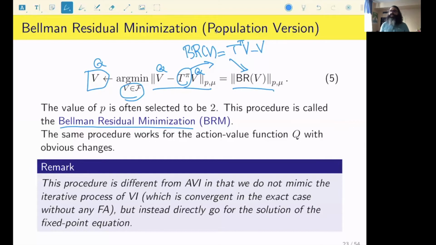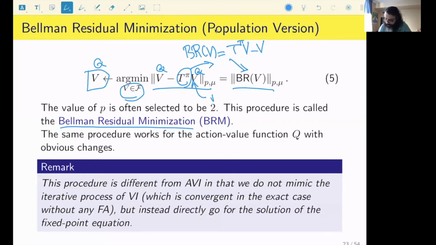One other note: at this stage it doesn't matter, but when we want to use data, doing this procedure is not going to be easy. Or better to say, if we do it, we use the trick that we used before, just substituting the reward plus gamma times V of x prime instead of T^π of V.